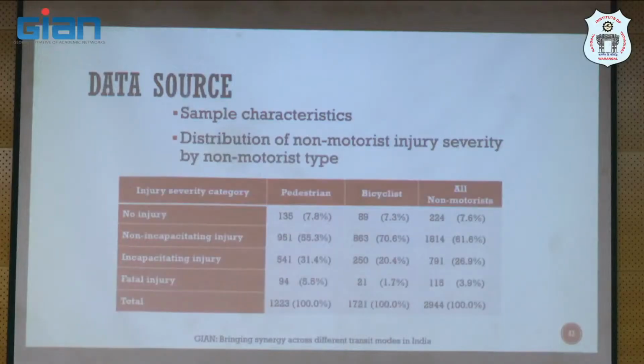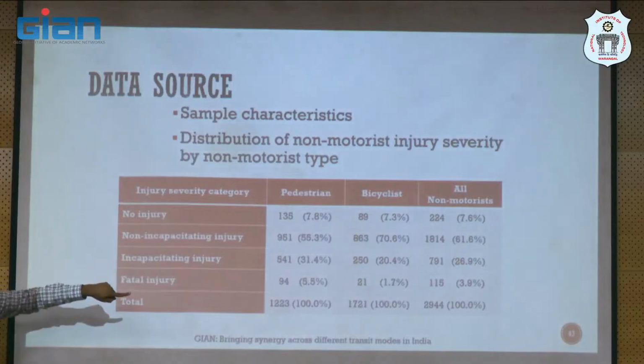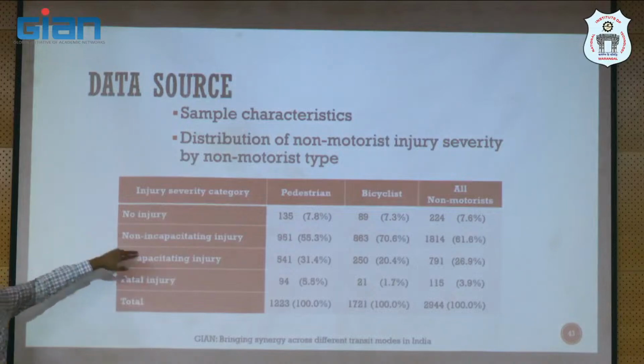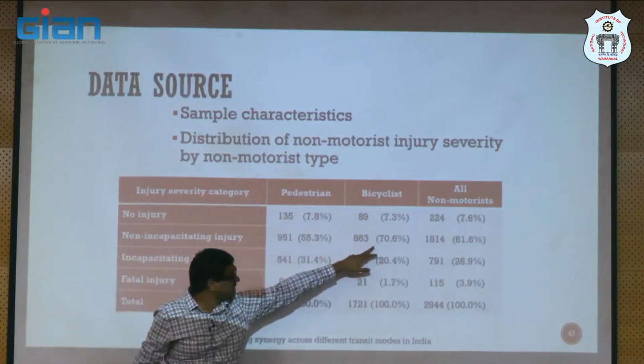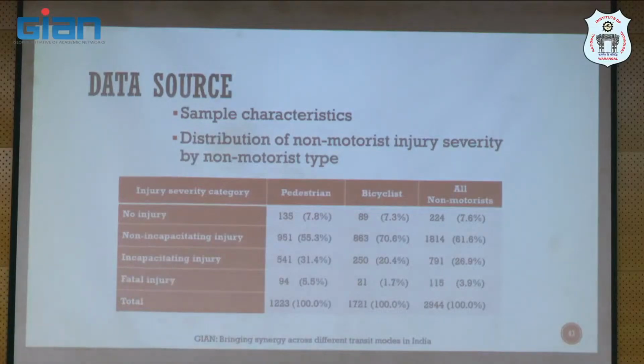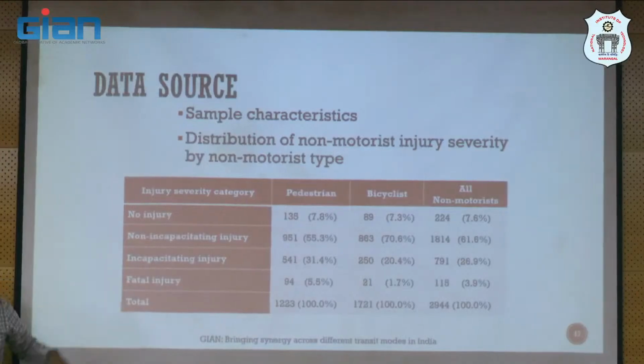We wanted to differentiate between pedestrians and bicyclists because the injury profiles are different. You'll see the chance of fatal injury for pedestrians is much higher than for bicyclists. Similarly, if you look at non-incapacitating injury, you see a higher share for bicyclists. So bicyclists survive better because at least they have a bike to cushion them when a collision happens. Still, it's high. Same thing, incapacitating injury is also much higher for pedestrians, and fatal injury is also much higher.